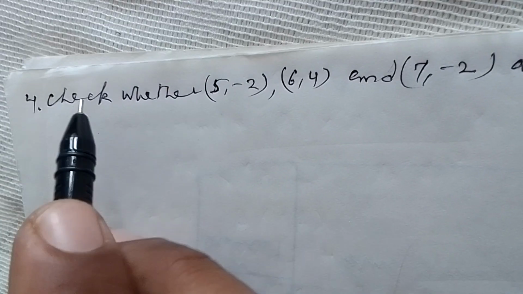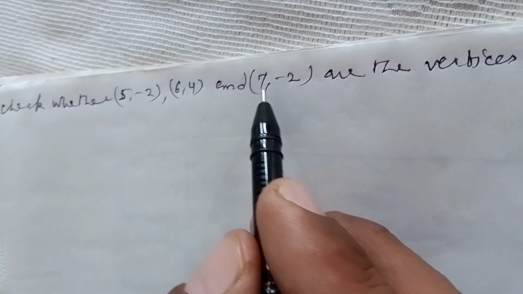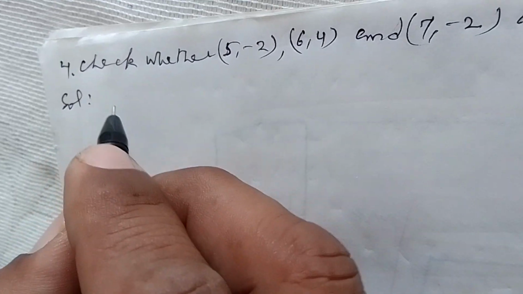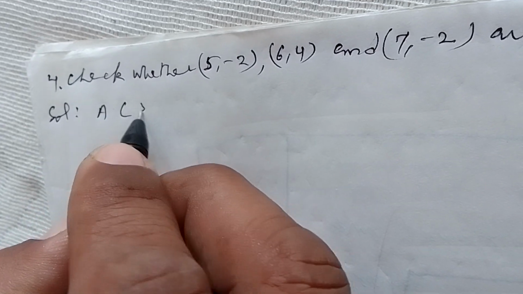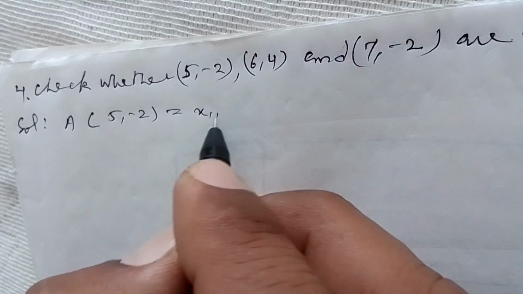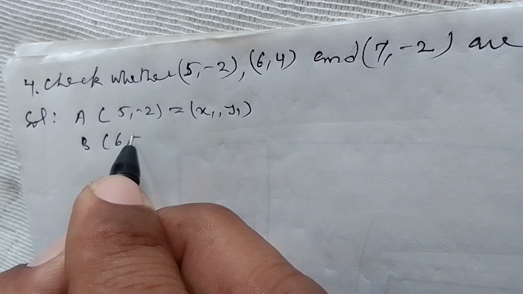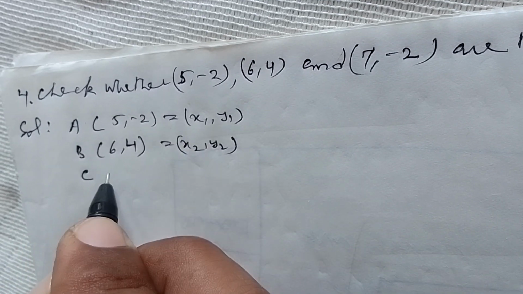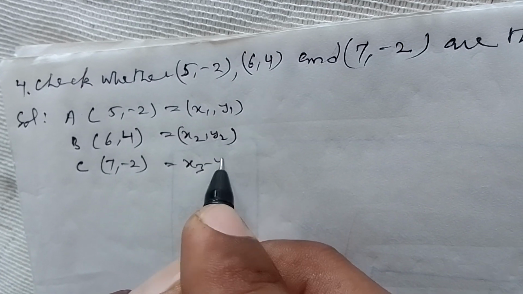Question 4 is to check whether (5, -2), (6, 4) and (7, -2) are the vertices of an isosceles triangle. So the solution of the question: the vertices of the triangle are A (5, -2), that is x1, y1, B (6, 4), that is x2, y2, and C, the point (7, -2), that is x3, y3.